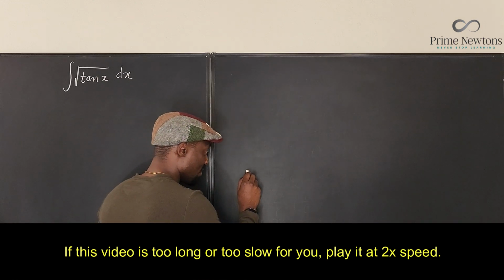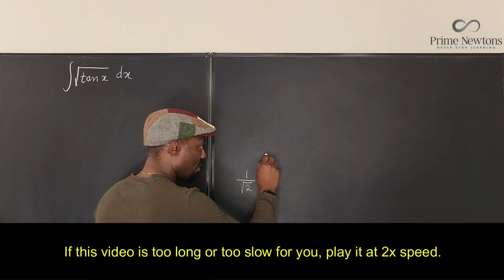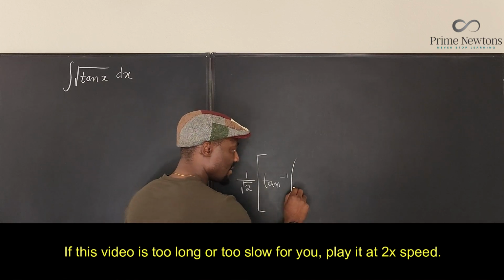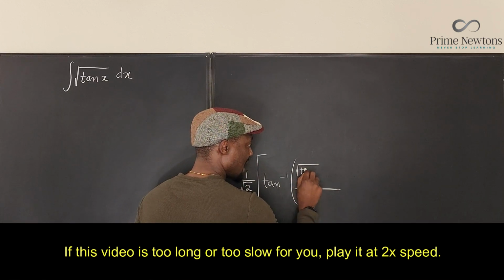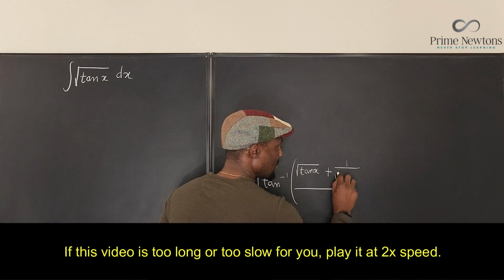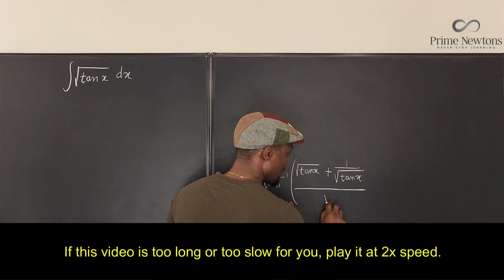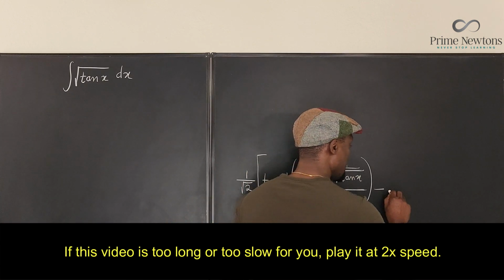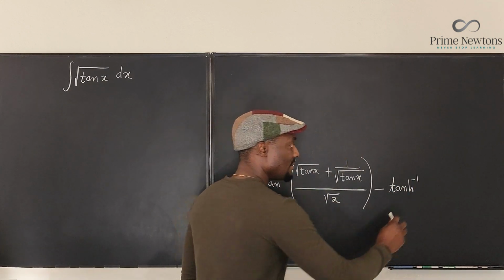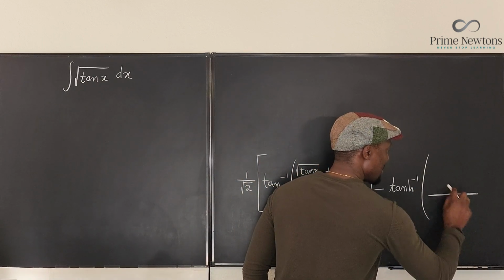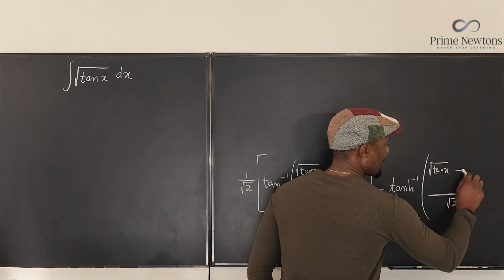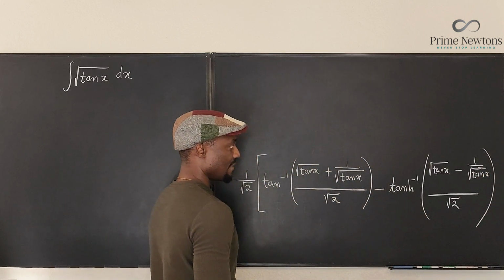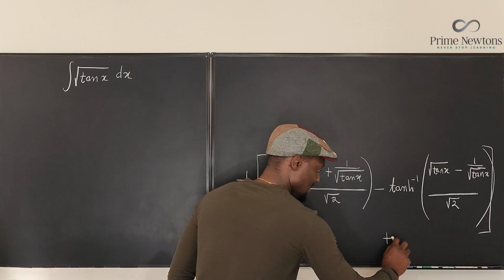You ready? It is 1 over the square root of 2 multiplied by the inverse tangent of the square root of tan x plus 1 over the square root of tan x, divided by the square root of 2, minus the inverse hyperbolic tangent of the square root of tan x minus 1 over the square root of tan x. Close the parenthesis and add c to it.